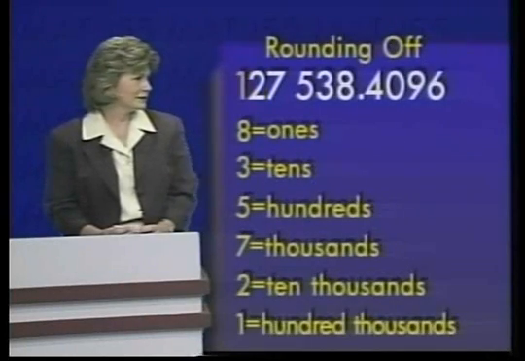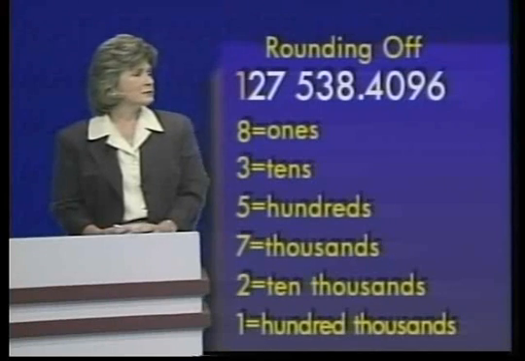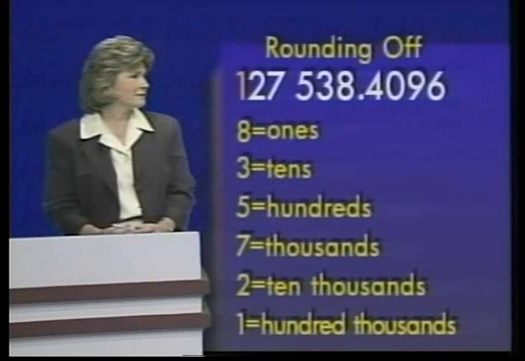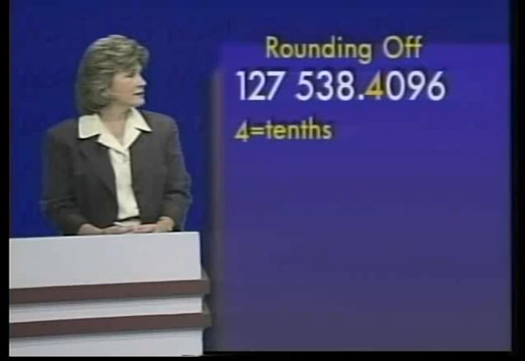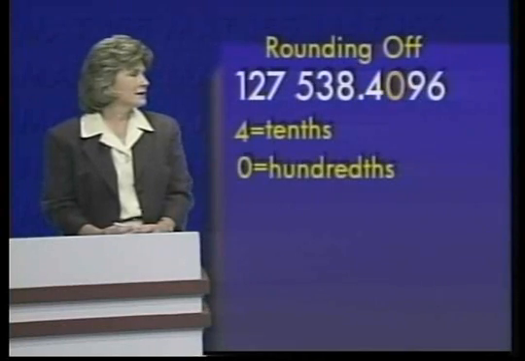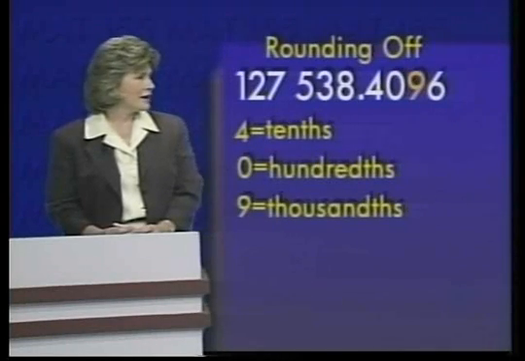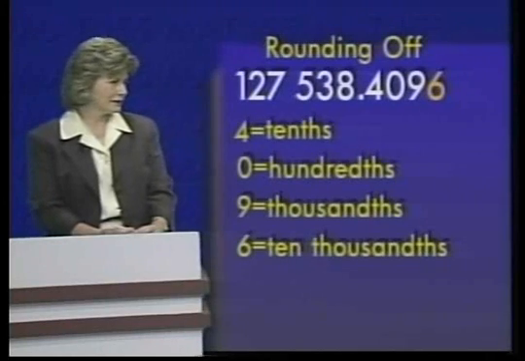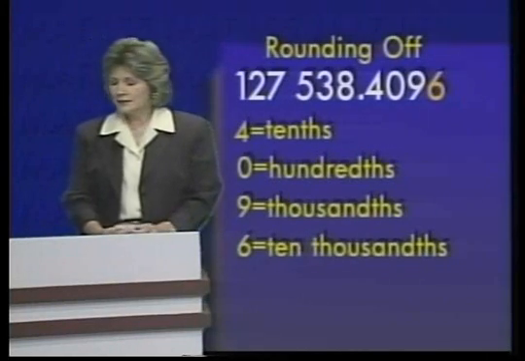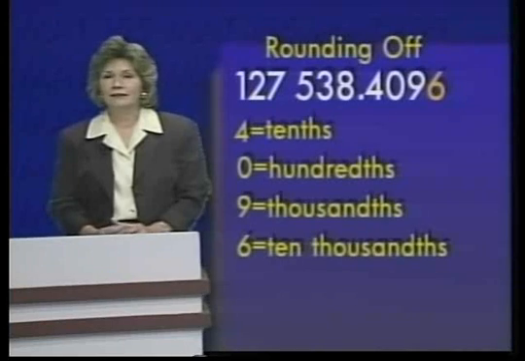hundred thousands place. Now back to the decimal and going to the right, we see that the 4 is resting in the tenths place, the 0 in the hundredths place, the 9 in the thousandths place, and the 6 in the ten-thousandths place. Now, let's take that number and do some rounding off.